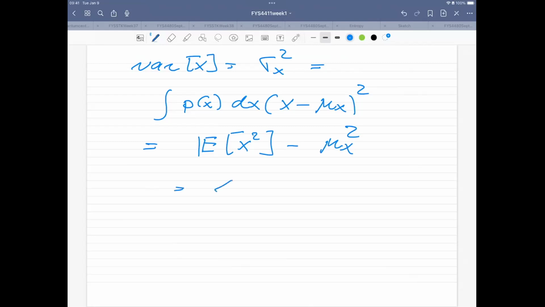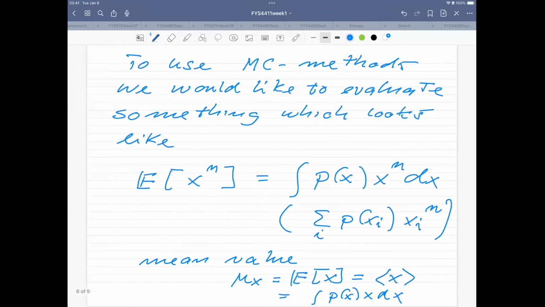Or if you prefer this notation, it's ⟨x²⟩ minus ⟨x⟩². So these are just different notations. And we know that the standard deviation, STD, is given by sigma x. Now, in our case, we often don't have the probability distribution, so we will use the sample mean value. But we are coming back to that a little bit later. So what we want then is to have something which looks like this expression here.